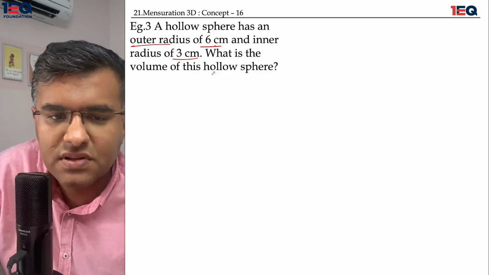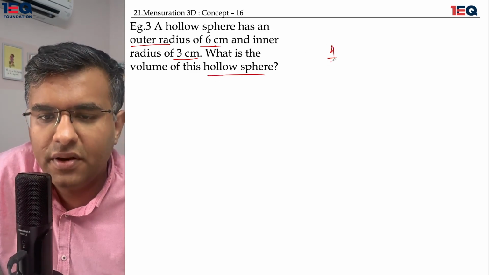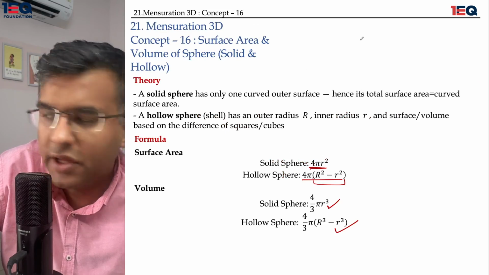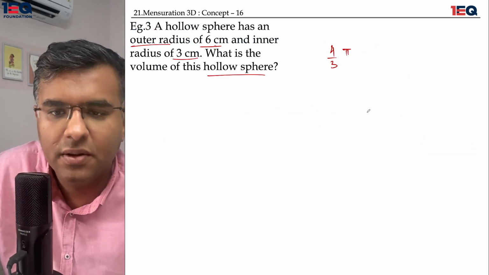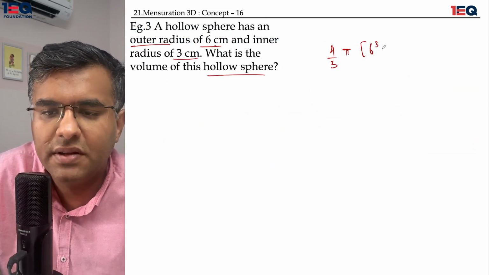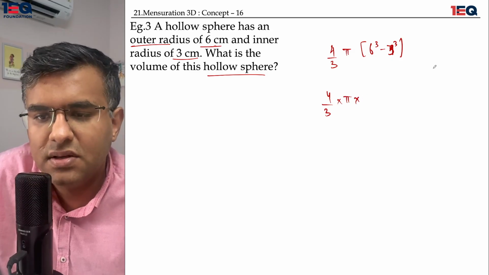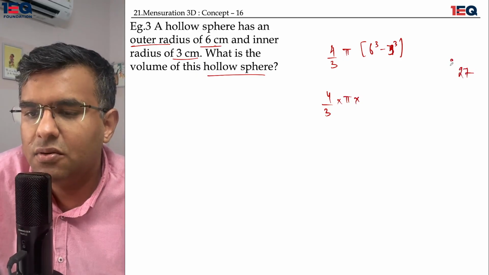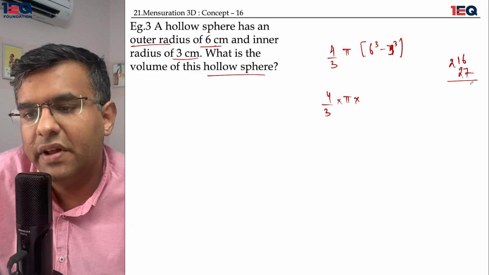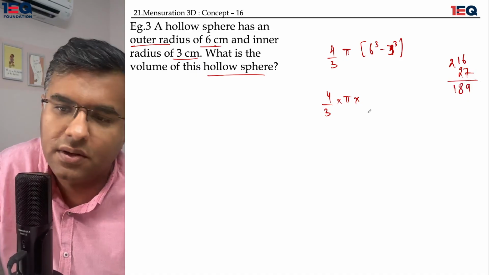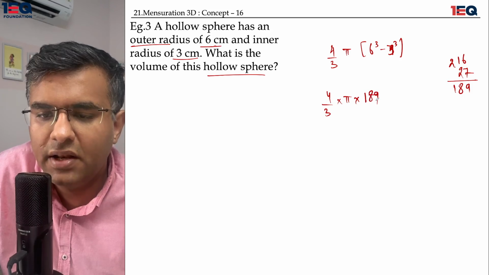What is the volume of this hollow sphere? So 4 by 3 pi, we'll check the formula for capital R cube minus small r cube. Is that what we're looking at? Capital R cube is 6 cube minus small r cube is 3 cube. So 4 by 3 into pi into 6 cube minus 3 cube. 3 cube is 27, 6 cube is 216. So when I subtract things like that, I get a 9 here and I get an 18 here. So 189 is what we're dealing with.